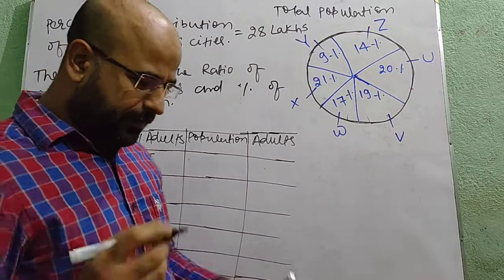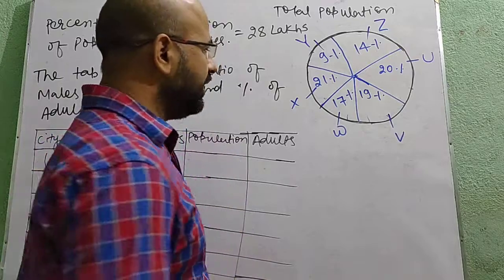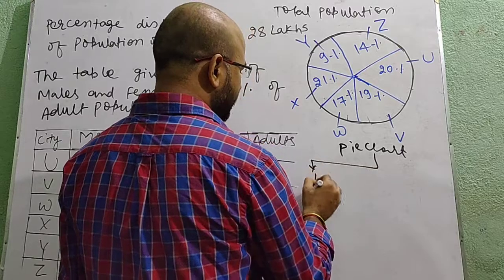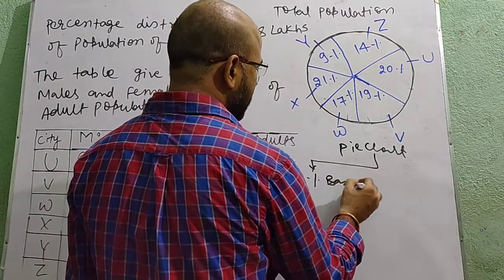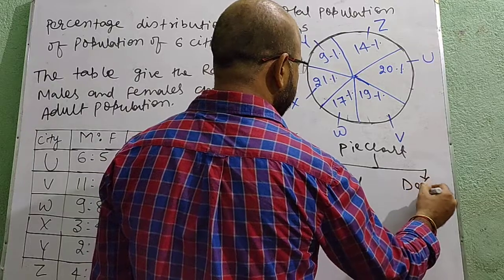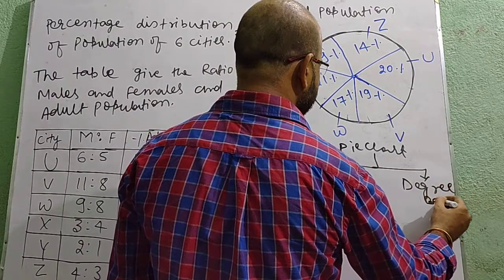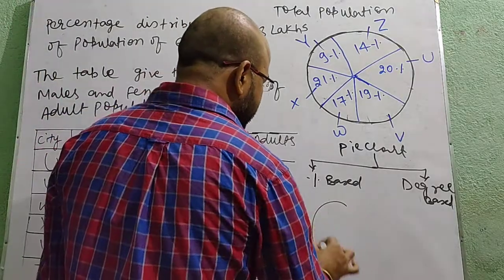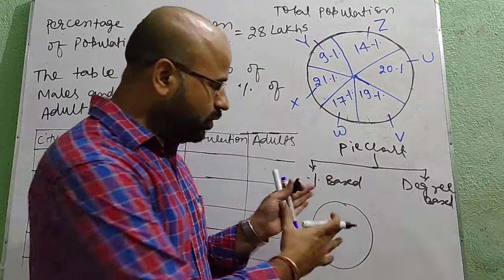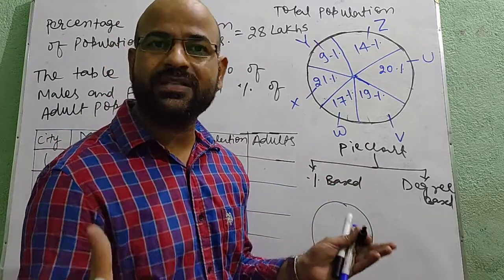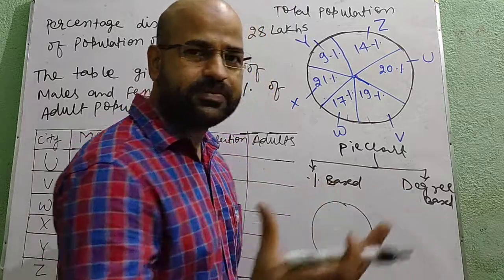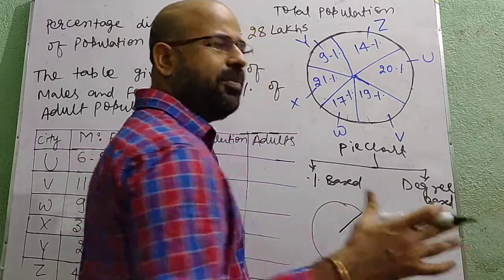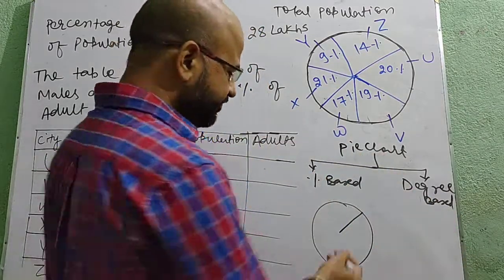In a pie chart there are 2 types of data. One is percentage based and the other is degree based. Percentage based means in the representation of data, the whole circle is divided into percentages. It might be divided into 6 parts, 8 parts, or 7 parts. The number of parts depends upon the number of data.